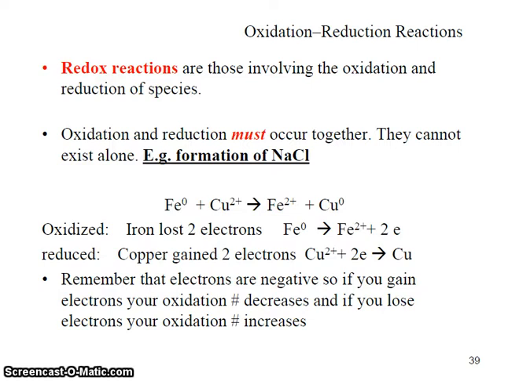So for example, if you consider the formation of sodium chloride, you get the NaCl by the formation of Na plus and the formation of Cl negative.